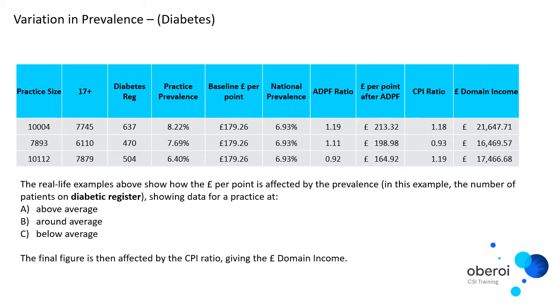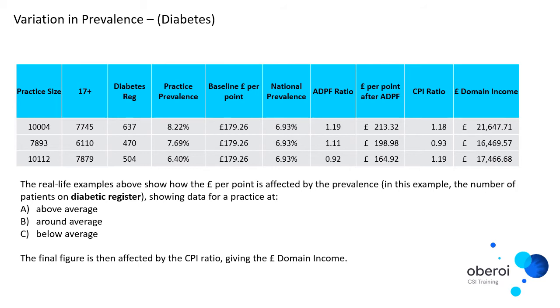These are some real life examples of practices, looking at the difference in diabetes prevalence. The first column gives you the practice size, and you can see they're not too far apart, about 10,000, 8,000 and 10,000. We can see the number of patients on the registers, and obviously they have to be over 17. The practice prevalence for the first practice is 8.22, so they've got 637 patients out of a possible 7,745. That gives them their practice prevalence.